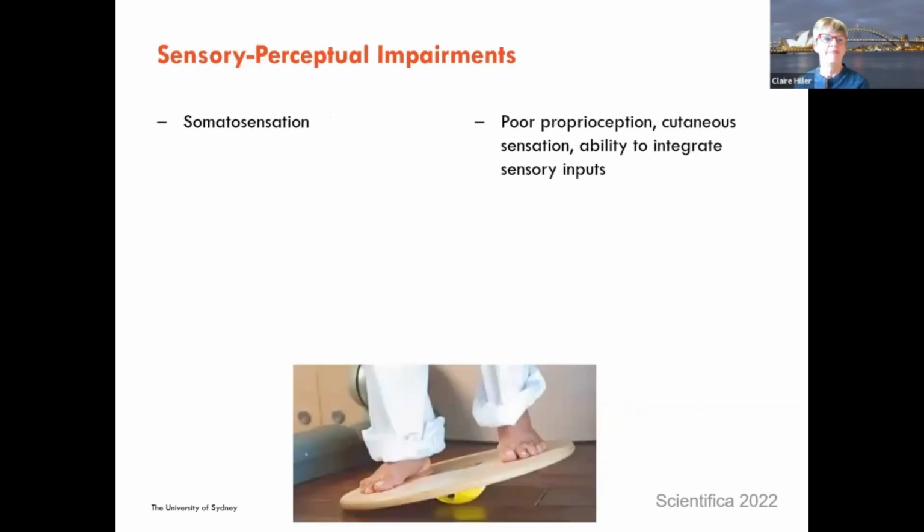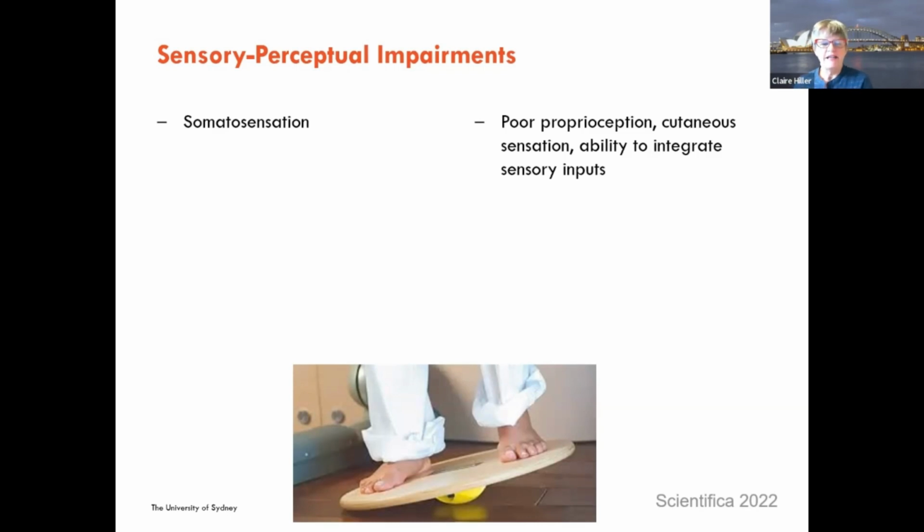Then we have sensory-perceptual impairments. These are the things we're often used to dealing with as physios. You're not getting good input from your sensory system. Poor proprioception. It's been shown that sometimes poor cutaneous sensation is related in people with chronic ankle instability. And the ability, therefore, for the person to integrate their sensory inputs can sometimes be impaired. So it's really important to think about these things and to test them out. Mostly we do it through balance, which I'm not going to talk about, but you need to think about this.